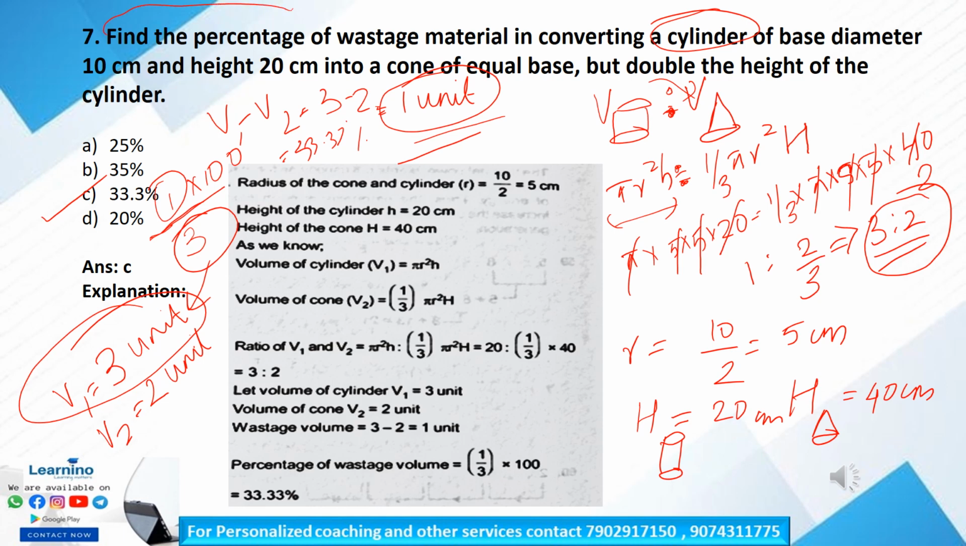So we have to find the percentage of wastage material in converting a cylinder of diameter 10 centimeter, and so on. We find the wastage volume. For finding the percentage, we have to convert it in terms of 100. So the wastage volume is 3 minus 2 equal to 1, divided by the volume of the cylinder, that is 3 units, into 100. Since we have converted the cylinder into a cone, we have to consider the 3 here. So 1 by 3 into 100 is 33.33. Is it clear?